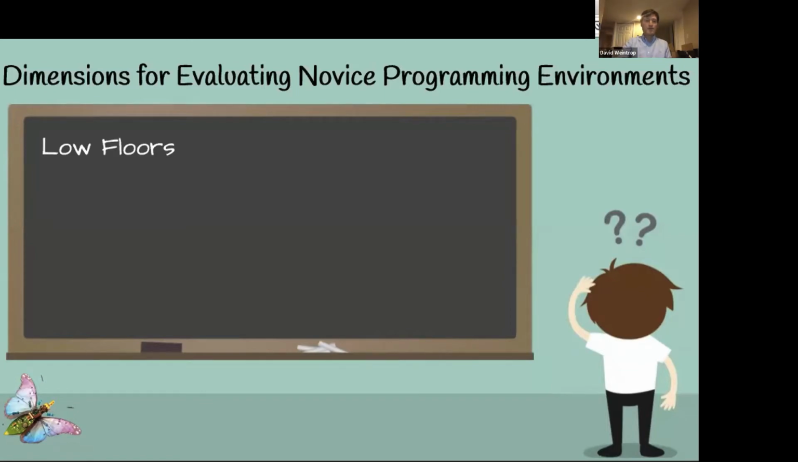A second complementary dimension of low floors is high ceilings and expressive power. In considering what environments to use, think about how far you might be able to go with it. Is it important for people to be able to do quote-unquote authentic professional-style programming, or is it sufficient for learners to be more focused on engagement and expressivity in terms of the things that they're interested in and care about? So the second dimension is high ceilings and expressive power.